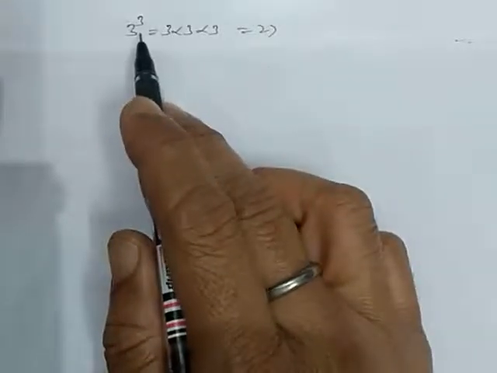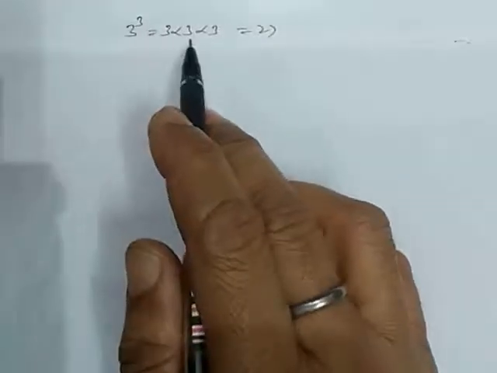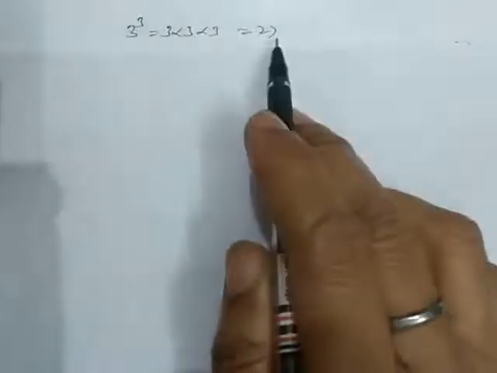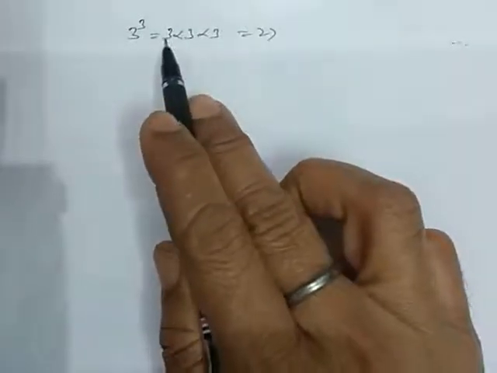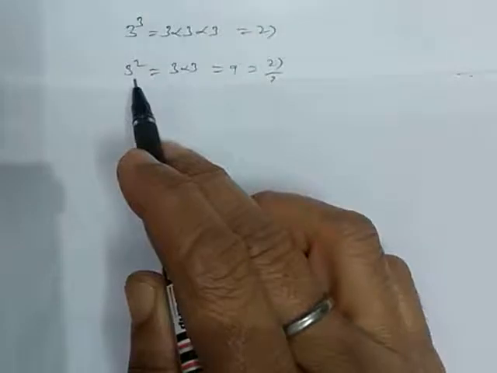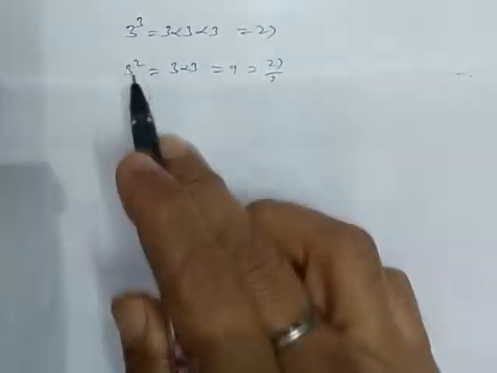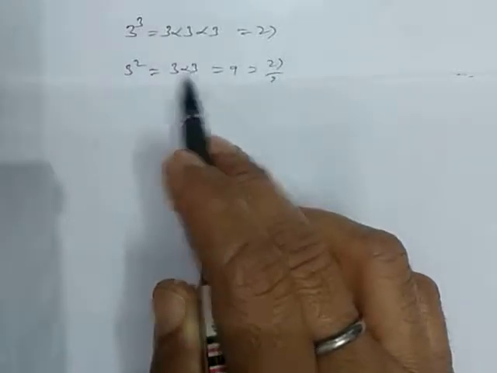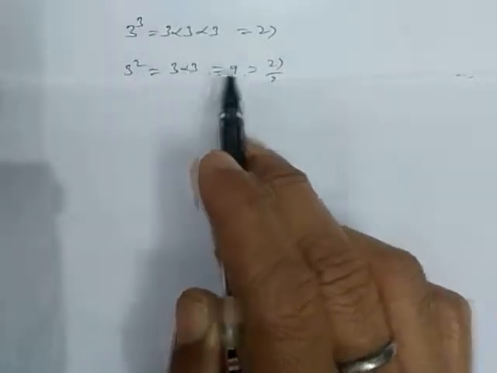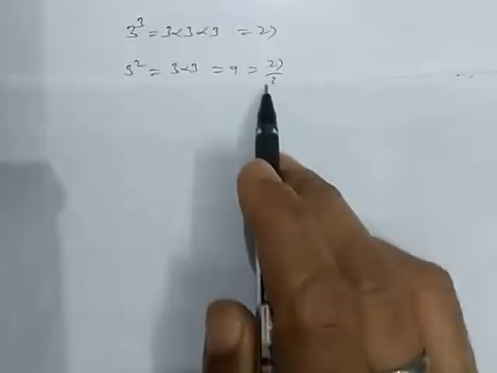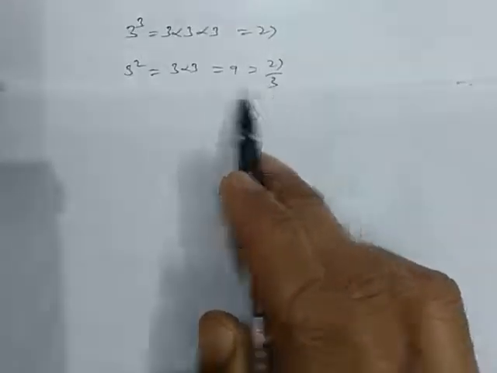Now 3 raised to the power 3 means 3 into 3 into 3, that is 3 multiplied 3 times. That is, we get 27: 3 threes are 9, 3 nines are 27. Now if we want to decrease the power from 3 raised to the power 3 to 3 raised to the power 2, it means 3 into 3. Power 2 means 3 into 3 equals 9. It means we have to divide by 3. 27 divided by 3, we get 9.